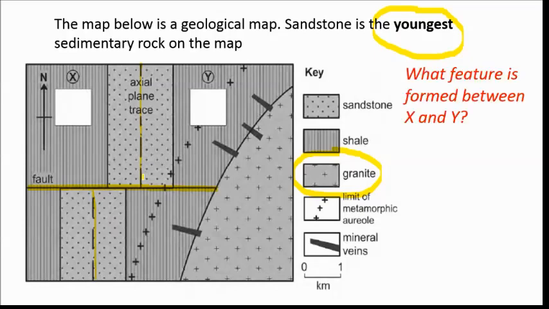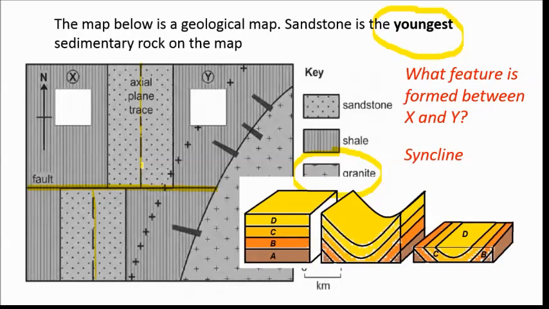What feature is formed between X and Y? As we just said, there's an axial plane trace there. Sandstone being the youngest bed, that would make it a syncline. Remember this diagram to show you the formation of a syncline and how the youngest beds are found at the core, in the middle of the syncline.